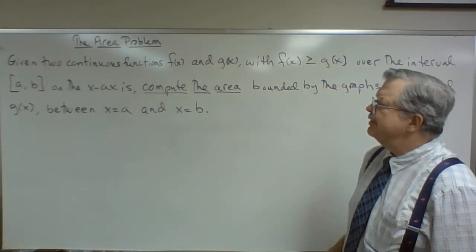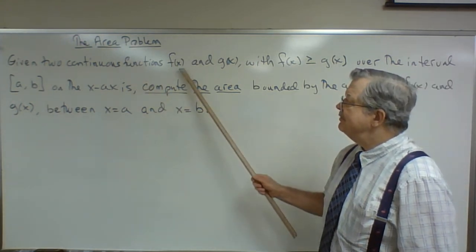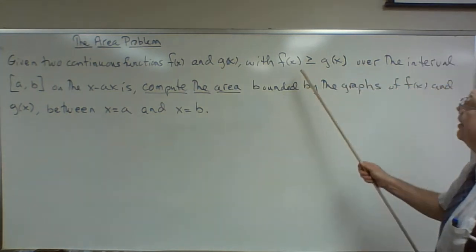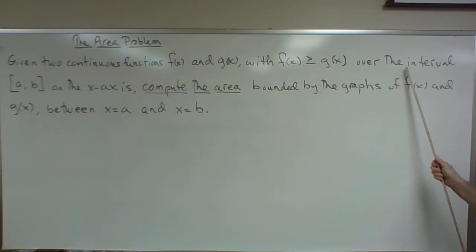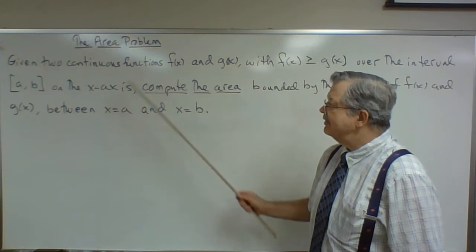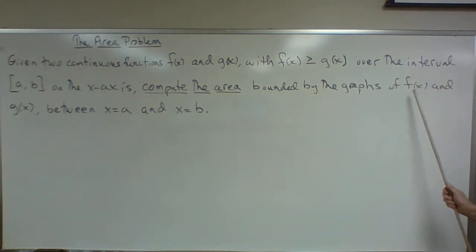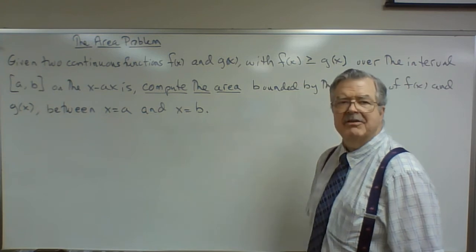Here's the description of the problem. Given 2 continuous functions, f of x and g of x, with f of x greater than or equal to g of x over the interval AB on the x-axis, compute the area bounded by the graphs of f of x and g of x between x equal a and x equal b.